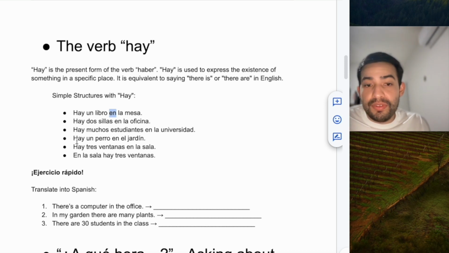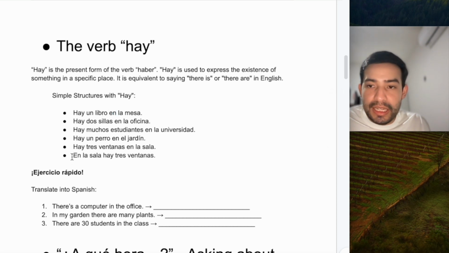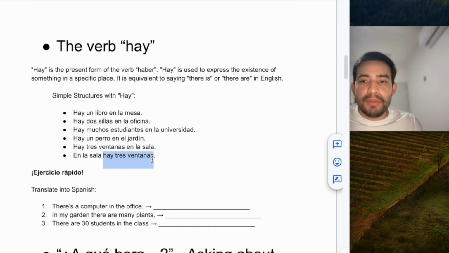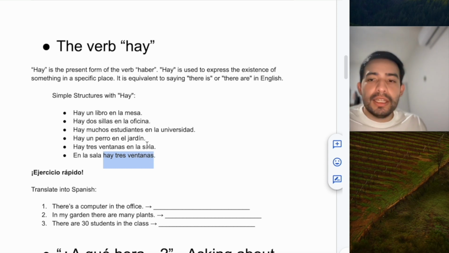You can, however, start with the en part. Let's look at this last example. It says en la sala, which means in the living room, hay tres ventanas. There are three windows. So you can start with en la sala or you can start with hay, right? It doesn't really matter. It's not more formal. It's not more common. You can use it however you want.